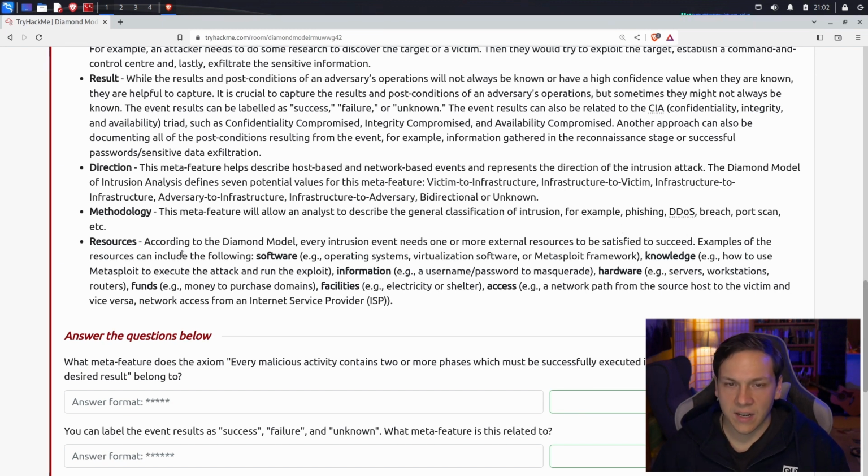Examples of the resources can include the following: software, for example, operating systems, virtualization software, or Metasploit framework; knowledge, how to use Metasploit to execute the attack and run the exploit; information, a username/password to masquerade; hardware, servers, workstations, and routers; funds, money to purchase domains; facilities, electricity or shelter; and access, a network path from the source host to the victim, and vice versa, network access from an internet service provider.